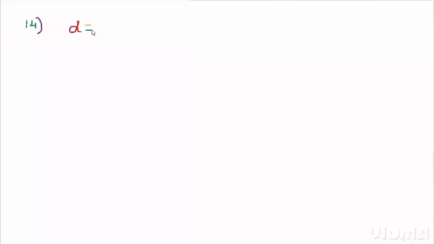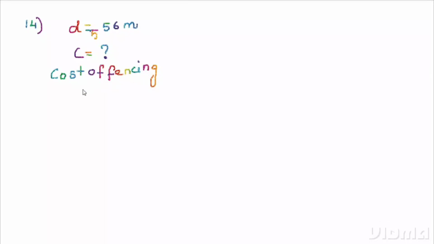So they have given you the diameter as 56 meter. They are telling you to find the circumference and the cost of fencing. For 1 meter, the cost is rupees 80. This is also simple. You know the diameter.